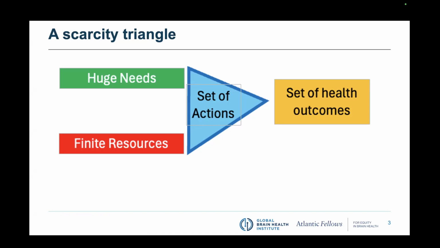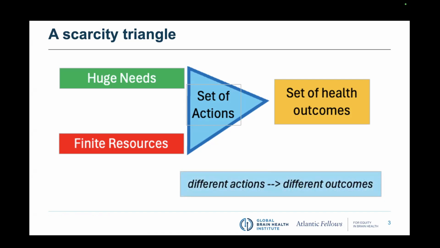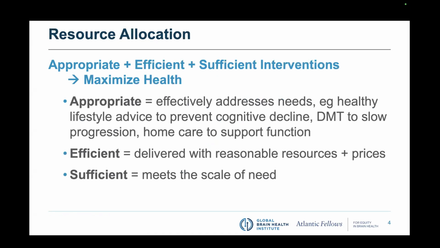Let's look at this slightly more abstractly. Here's what I call a scarcity triangle. In the green rectangle, we see that there are high needs. In the red rectangle, we see that we have finite resources. So we take a set of actions, and this leads to a set of health outcomes. If we were to take different actions, this would lead to different outcomes. And of course, there are lots of possible courses of action. So how can economics help choose among possible actions?